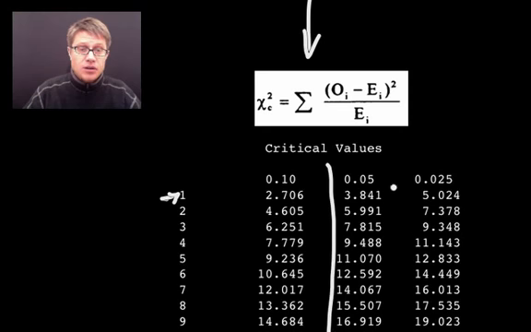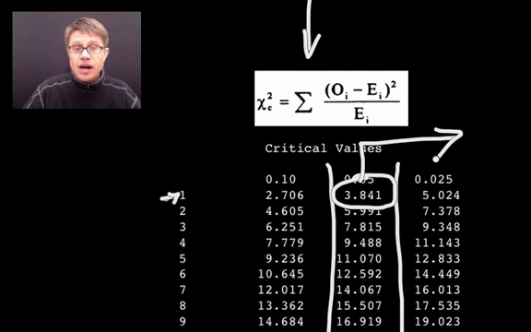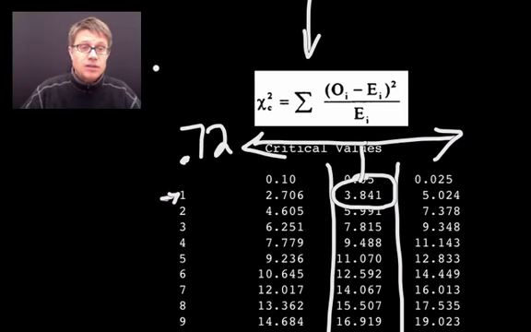And then here is our magical 0.05 column. And so our critical value is 3.841. And so if we get a number higher than that, we reject our null hypothesis. We didn't. So we got a value that is lower than that, 0.72. So that means that we have to accept our null hypothesis.